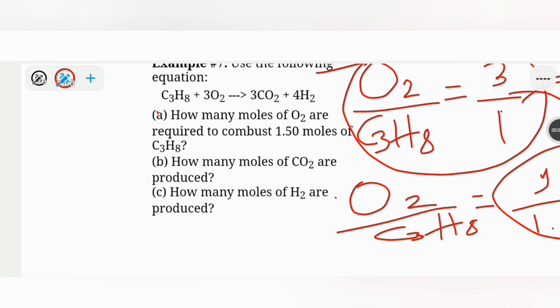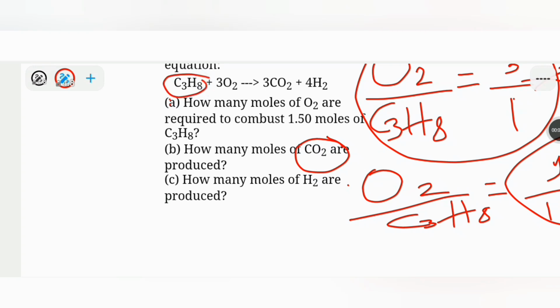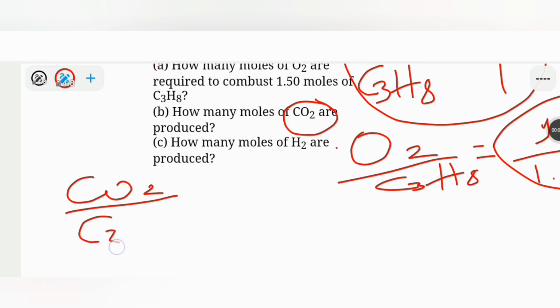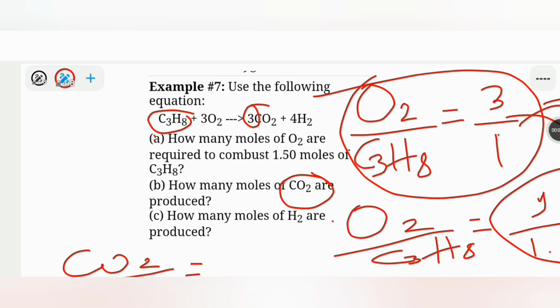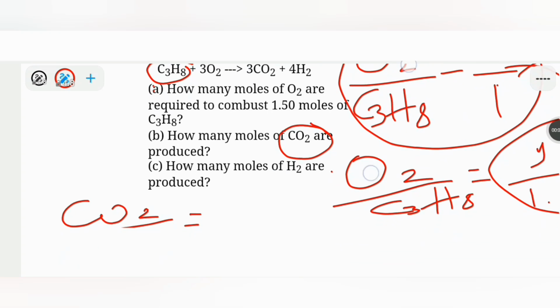In this next one, we are told: how many moles of CO2 are produced? The same way, just relate it to the ratio. So now I'm looking for CO2. Let me form a relationship between CO2 and C3H8. I need CO2 divided by C3H8. So go to the molar ratio from the equation. Check what is in front of CO2. CO2 has 3 here, then there is 1 for C3H8. So the answer will be 3 over 1.